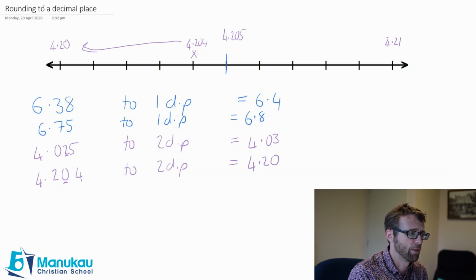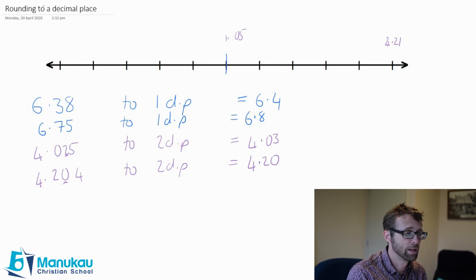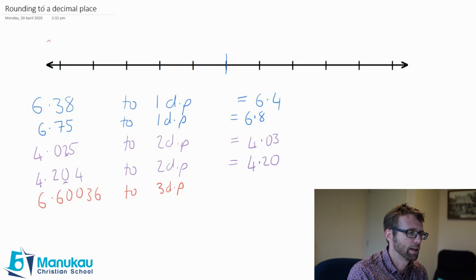Let's try another one, but this time we will move to 3 decimal places. Okay, so 3 decimal places. We'll use a red pen this time. Let's say we've got something like 6.60036, and we want to go to 3 dp. Well, our first value is 6.600, right? That's our third decimal place here, isn't it? Okay, so at the other end we'll have 6.601.